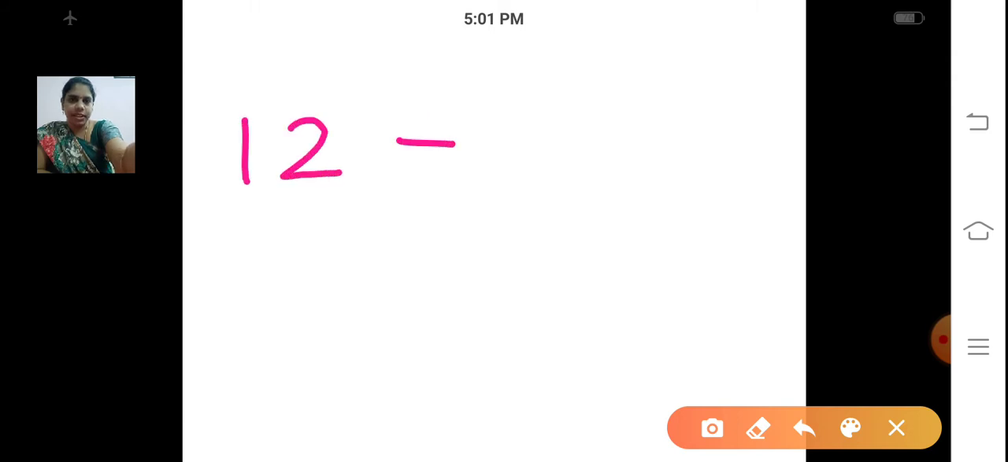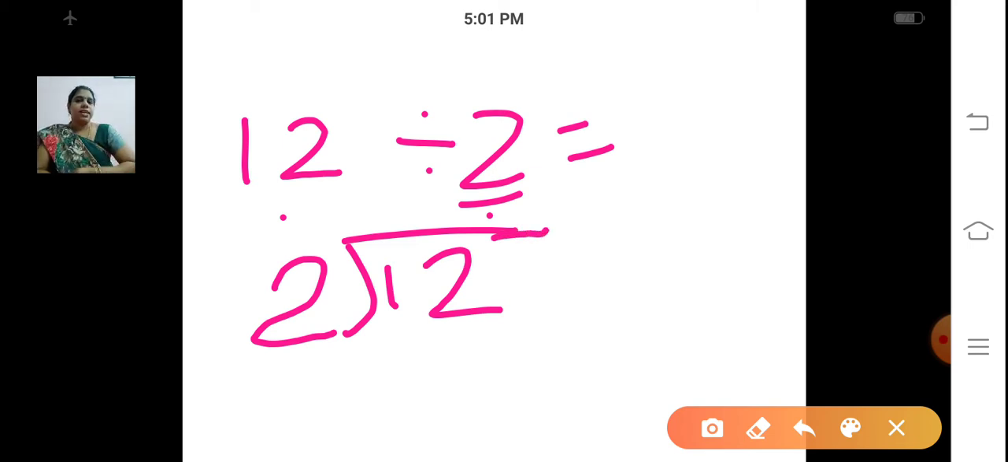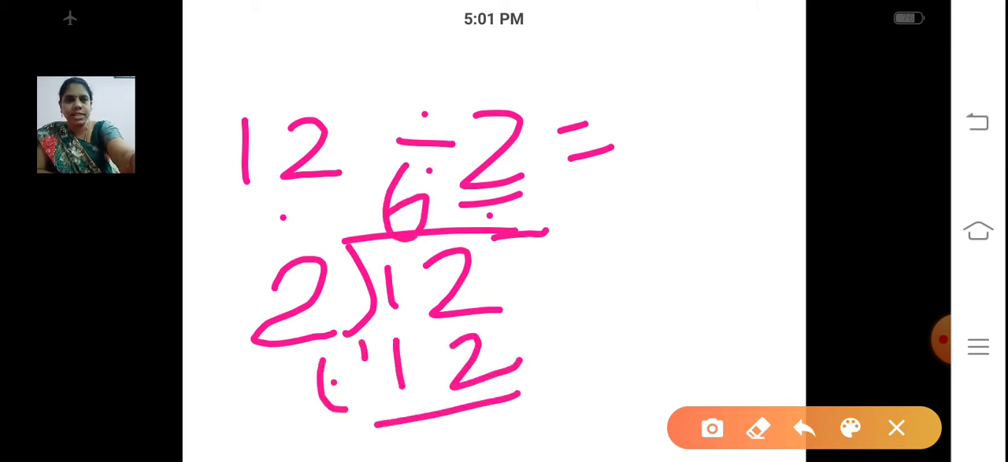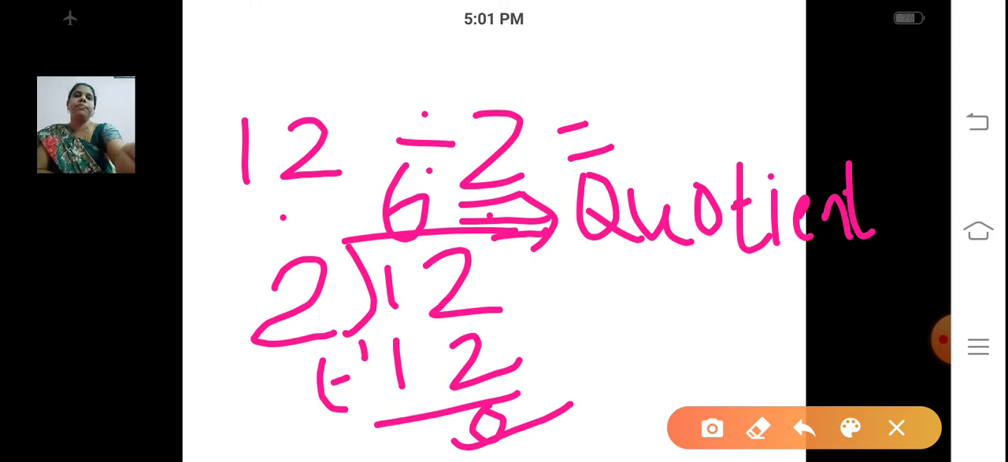12 divided by 2. Here 12 is the dividend, so write it inside, and 2 is the divisor. By which number we are going to divide? We are going to divide it by 2, so write it outside. And now in 2 table, when we'll get 12? 2 6s are 12. Now subtract these two numbers, answer is 0. So here 6 is the quotient, Q-U-O-T-I-E-N-T. 6 is the quotient. 12 is the dividend. 2 is the divisor. So you know to do long division method, isn't it?